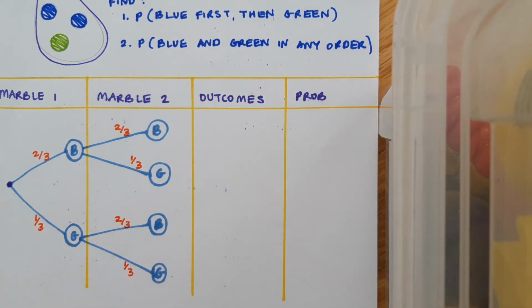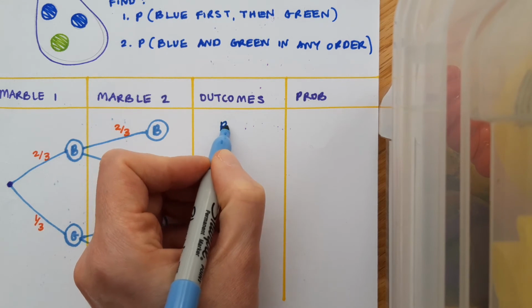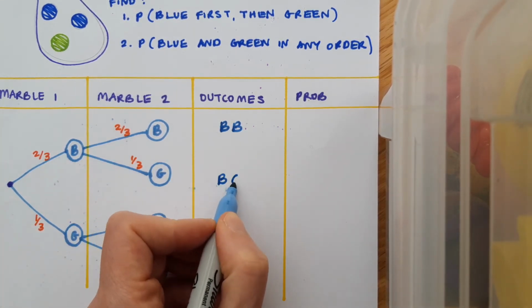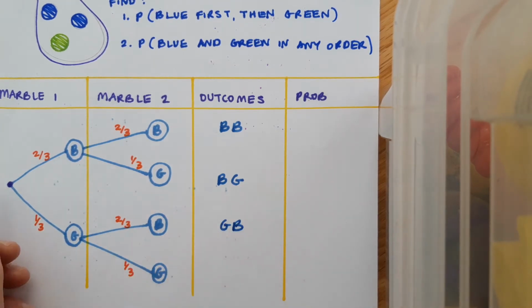My next column is the outcomes column, and to fill in the outcomes column I'm going to follow each possible path from my original dot to the very last bubble in each case. So for example here, blue blue, blue green, green blue, and finally green green. So they're all my possible options.